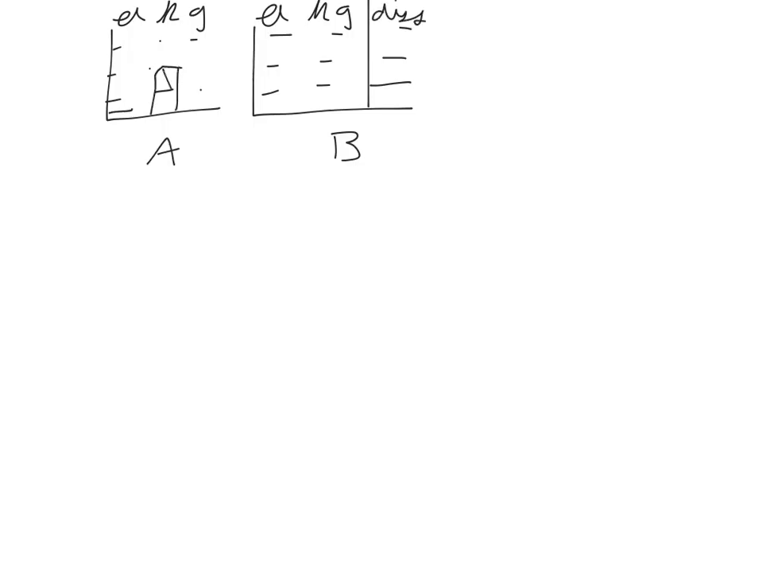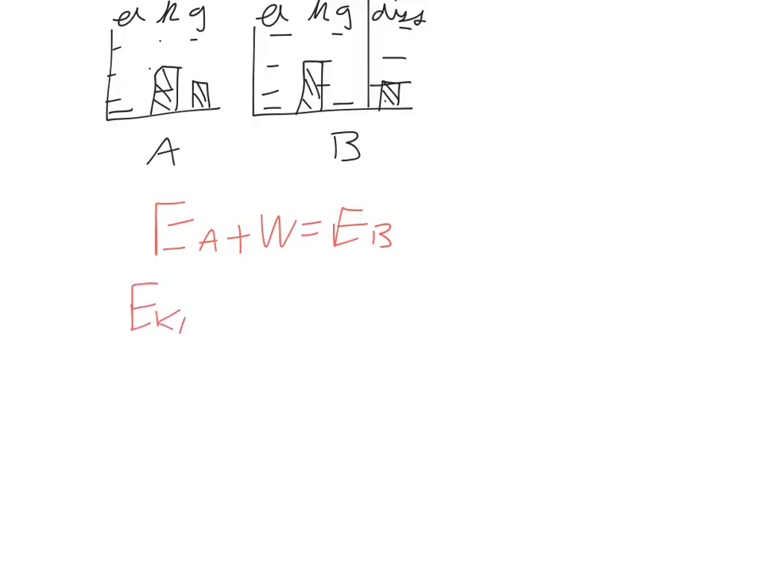Above the base level and moving at A, moving at B at the base level, but lost some energy to work to friction. So energy at A plus work equals energy at B. Nothing cancels out here. We have kinetic energy at A plus gravitational potential energy at A plus work equals kinetic energy at B.